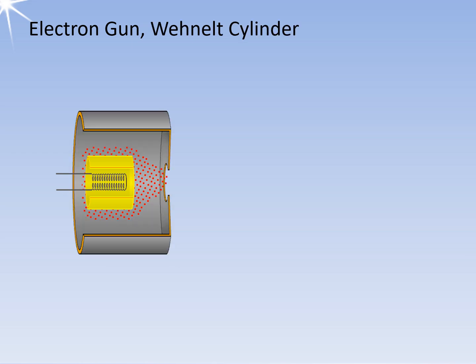The Wehnelt cylinder serves as a control electrode for focusing the electron beam. It was developed by the German physicist Arthur Wehnelt in 1902–1903. This cylindrical device carries a slightly more negative electrical potential than the cathode. By adjusting this voltage, the number of electrons that can overcome the potential barrier is altered, which can change the intensity of the electron beam.